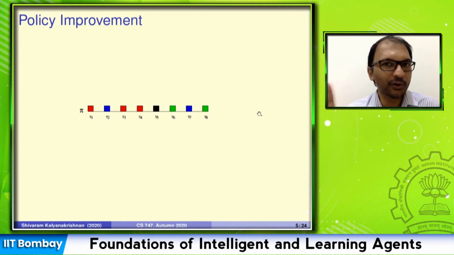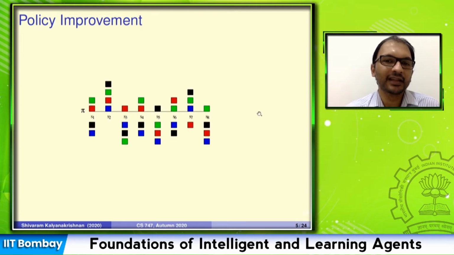Now, I'm going to do something with this policy. For every state, I'm going to look at every other action, other being other to the action taken by the policy. So for example, red is what is being taken at S1 by pi. So we're going to look at green, black, and blue. Each of these actions I'm either going to draw above the line on which I have drawn pi or below. So green I'm putting above, black and blue I'm putting below.